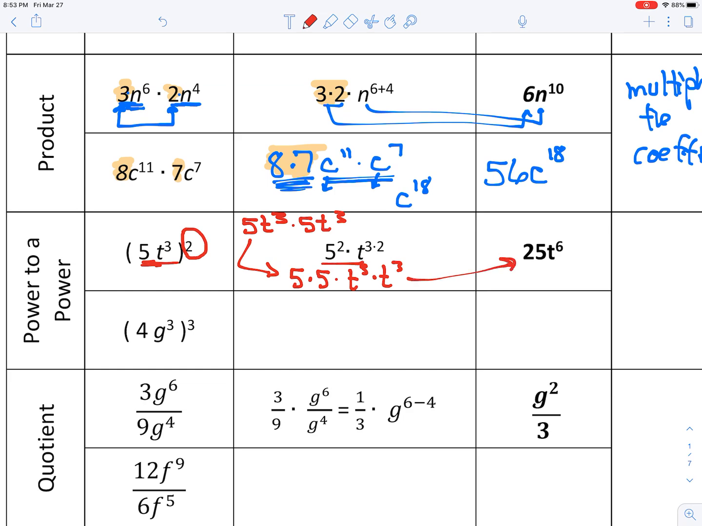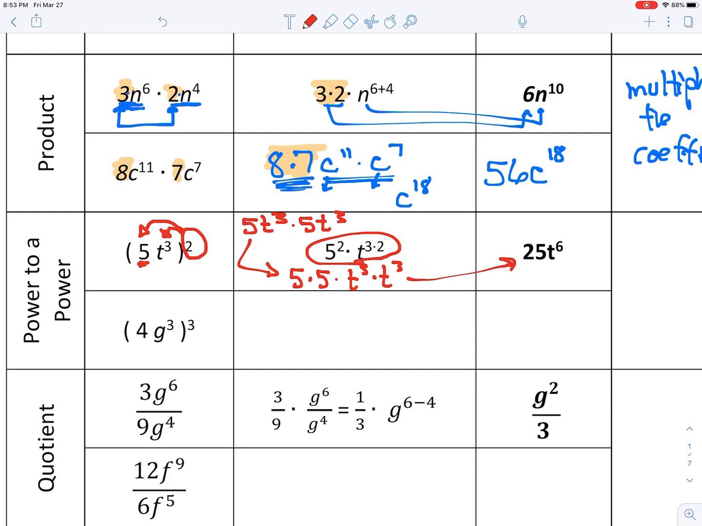Now right here already, you might realize a shortcut, that when you have some expression that has both a coefficient and a variable in there to a power, that power gets kind of distributed.